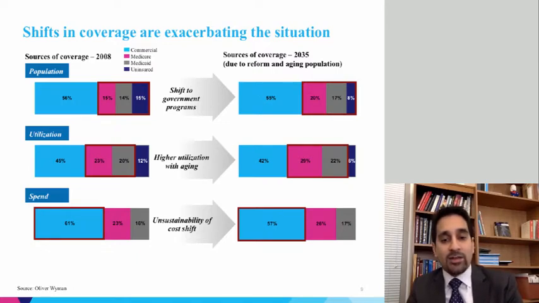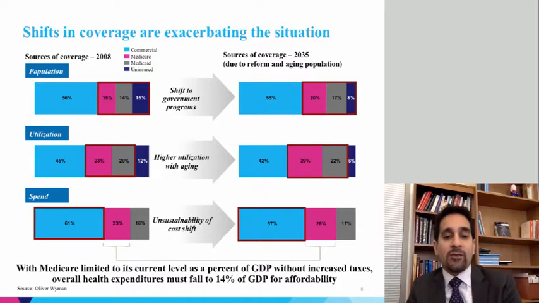So if you line up all of these elements and combine it with the 6.5% growth in healthcare costs, along with the 4.5% growth in GDP, and the fact that we're currently at about 19% of GDP going to healthcare costs, if we say Medicare needs to be limited to its current level as a percentage of GDP without increased taxes, which is what would be required for the Part A trust fund to maintain its sustainability, then overall healthcare expenditures have to fall to about 14% of GDP for affordability and long-term sustainability.